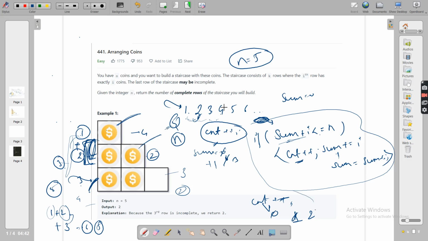So from this point onward, you will not be adding that to your sum variable, and in that way you will not be incrementing this count, because you know this is the maximum count you can have, because you exhausted your coins limit.